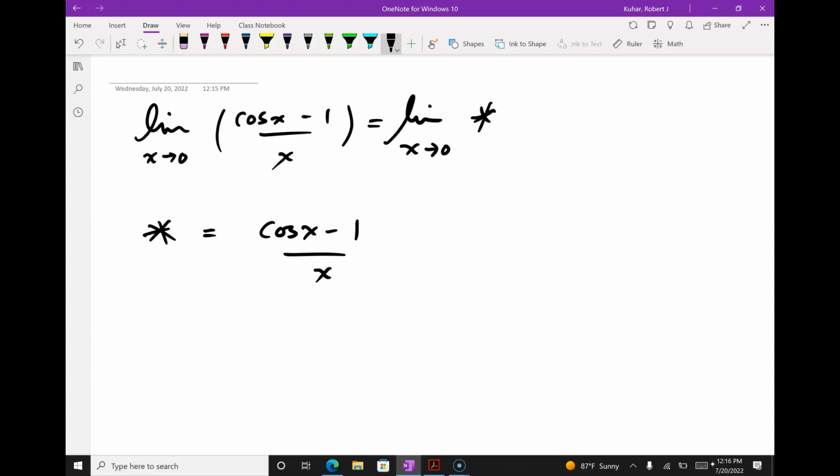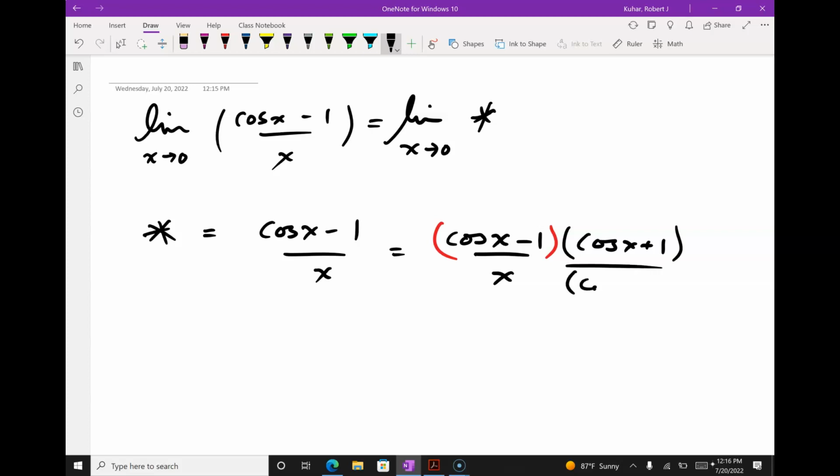And so we're going to use a conjugate here. So what's my conjugate? That's right. So cos of x plus 1 over itself, because I have to multiply by 1, right? I've got to multiply by something over itself. What happens upstairs?